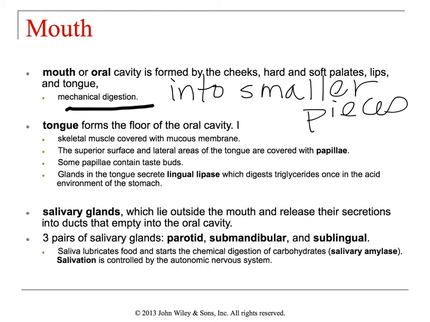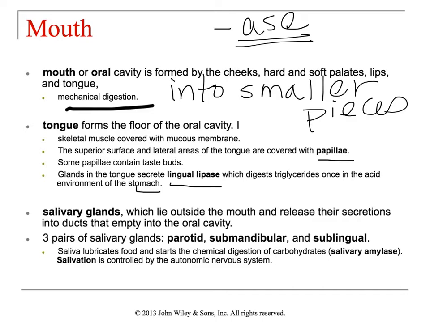So the tongue is the floor of the oral cavity. It's a skeletal muscle. It's covered with mucous membrane. It has papillae on it. Some of the papillae have taste buds. Some of the glands in the tongue secrete an enzyme called lingual lipase. All enzymes end in ASE, and usually the first part gives you a hint as to what they break down or what they build. Lingual lipase breaks down lipids. It starts working once it gets into the stomach.